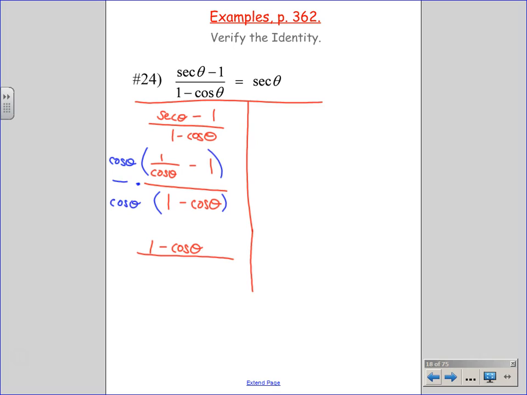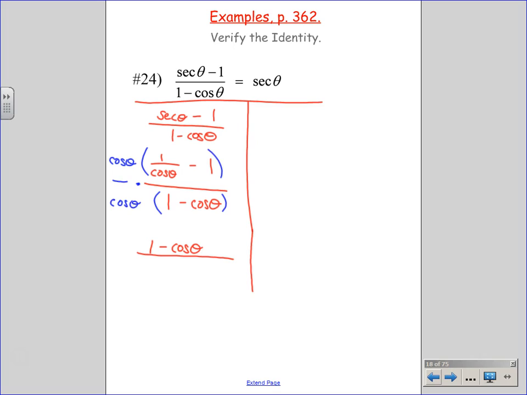Math also rewards you if you try to think ahead to the next step before actually taking it. If your brain is so stuck on multiply, multiply, multiply, you forget the big picture, you might lose what you should or shouldn't do in the denominator. Numerator, okay, distribute. 1 minus cosine. Whew! Denominator, distribute.